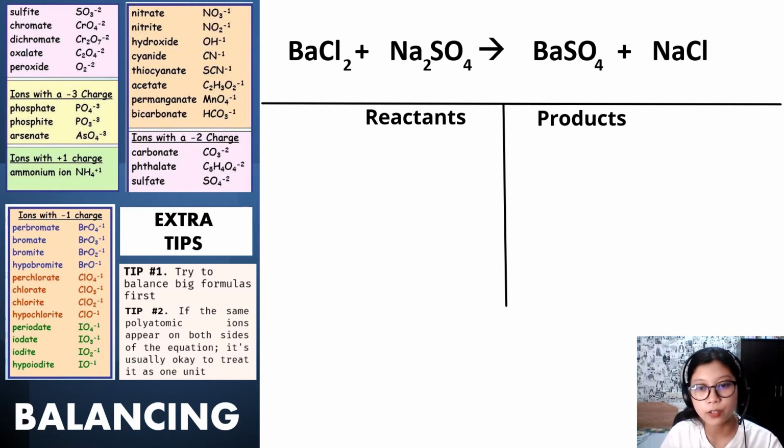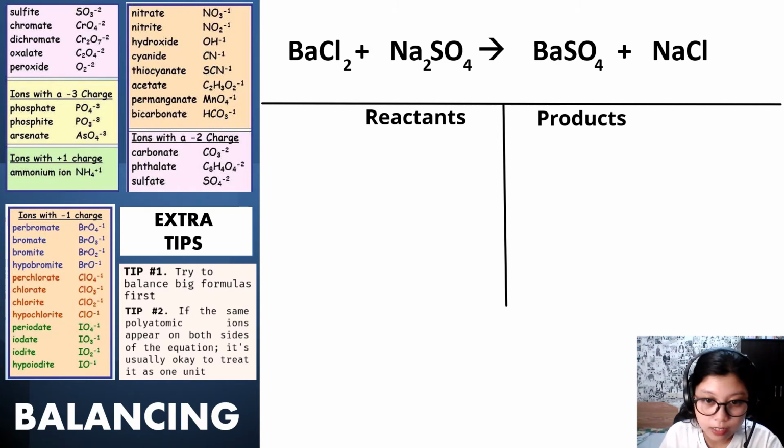We have another equation of BaCl2 plus Na2SO4 yields BaSO4 plus NaCl. Now this time, let us examine carefully the chemical equation. Is there a polyatomic ion present in the chemical equation?